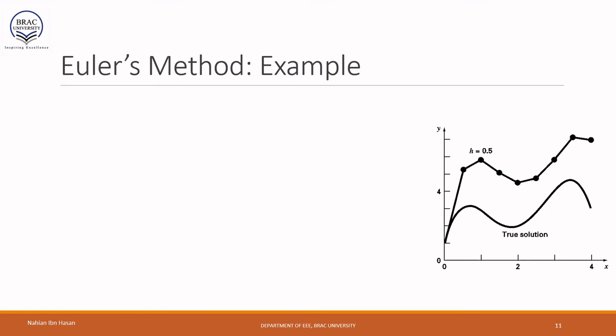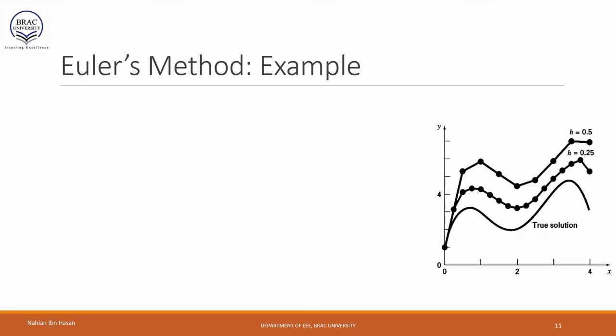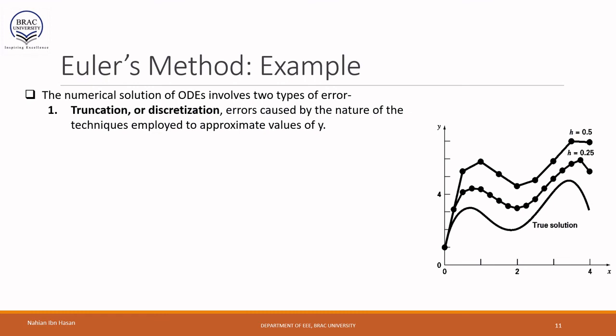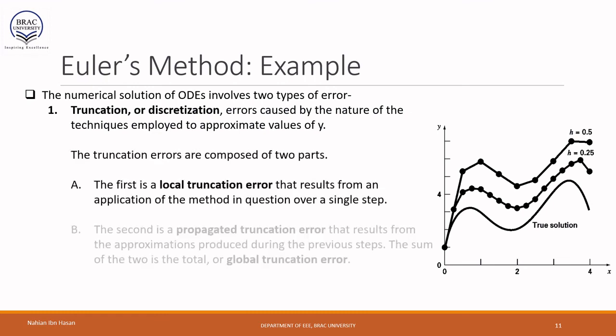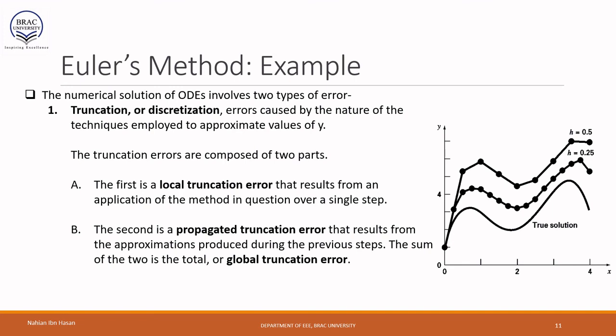This smooth curve is the true solution, and we have used Euler's method with a step size of 0.5, and we have got these results. Look at this, the approximated result is far away from the true result. If we reduce this h term, that means if we reduce the step size, we see the approximated result gets closer to the true solution. Similarly, if we go on to reduce h more, then the approximated result will converge to the true solution.